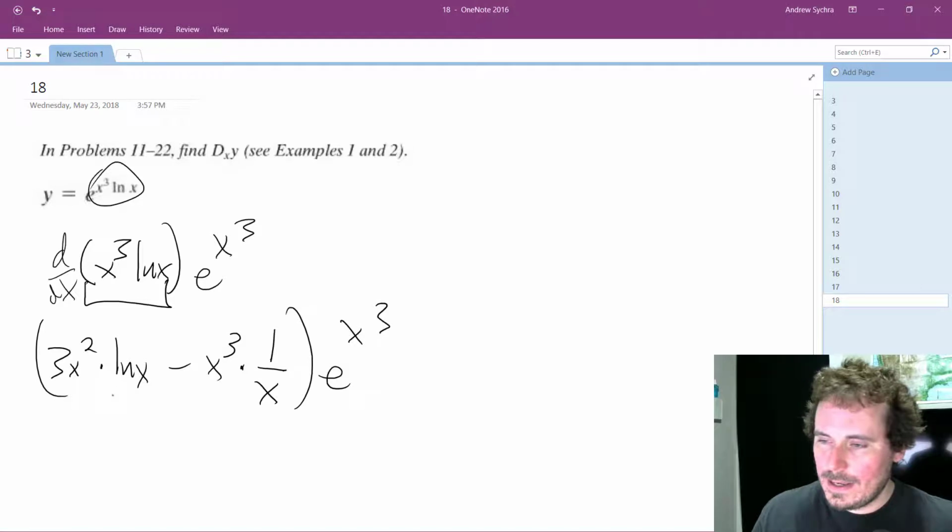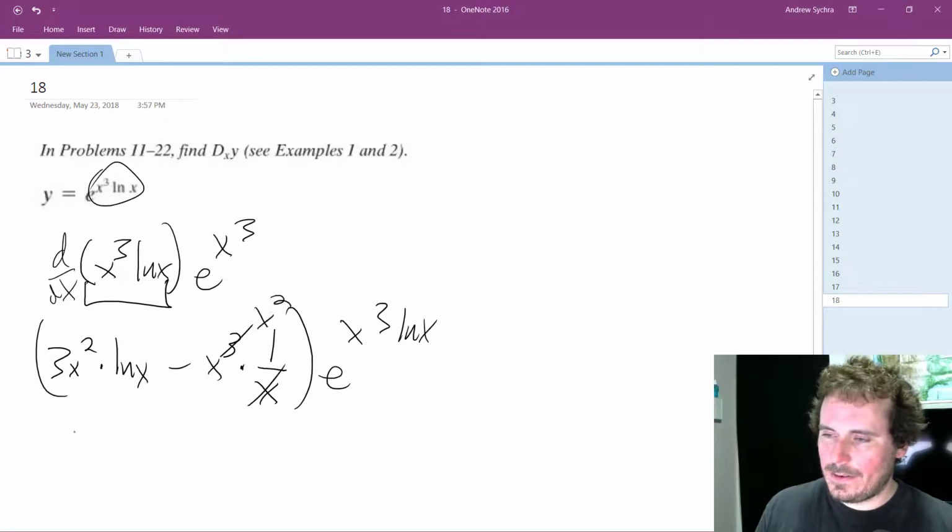So just simplifying this a little bit more. Oh, and sorry, this should be natural log of x. So what happens here is this cancels off, so we're just left with x squared. So finally, 3x squared times natural log of x minus x squared times e raised to the x cubed natural log of x.